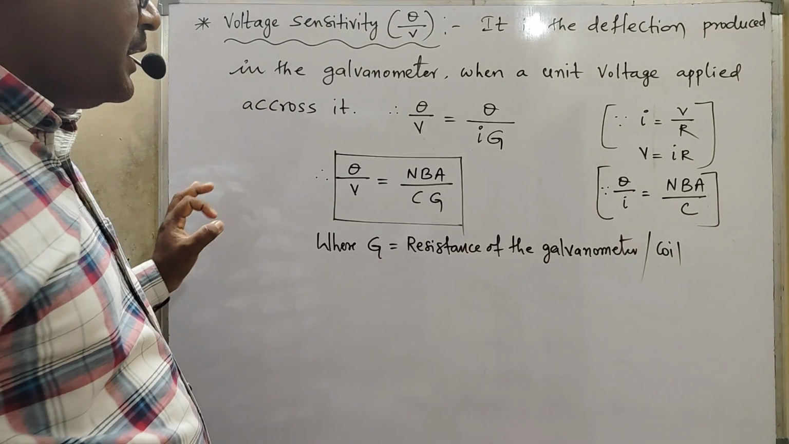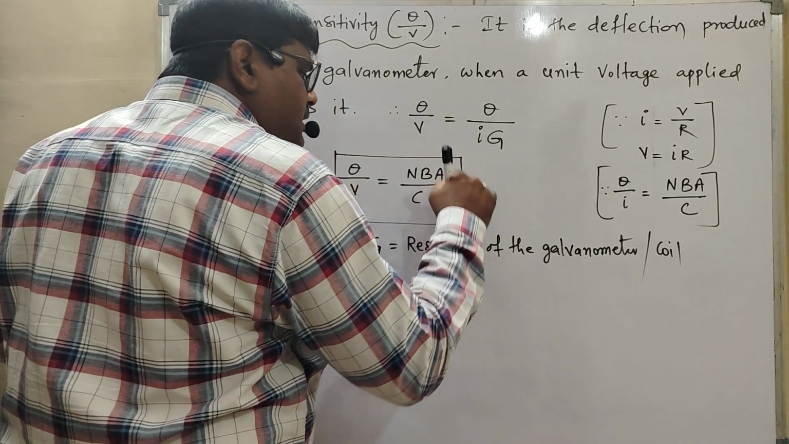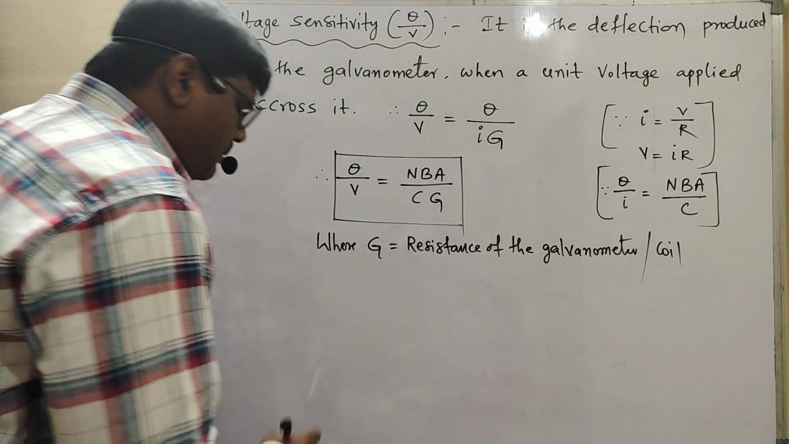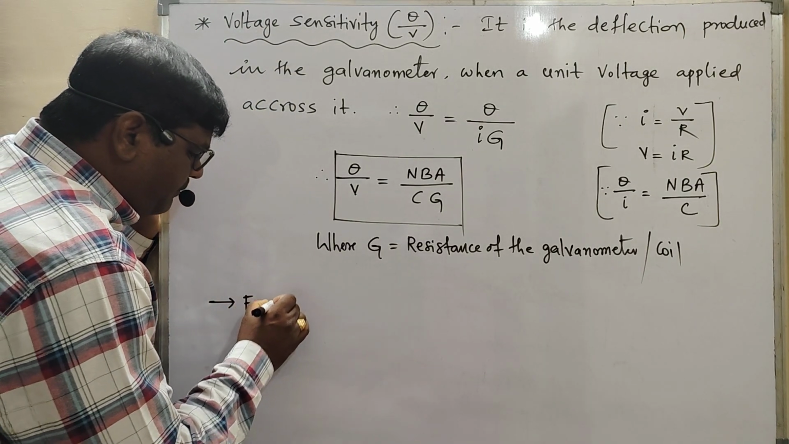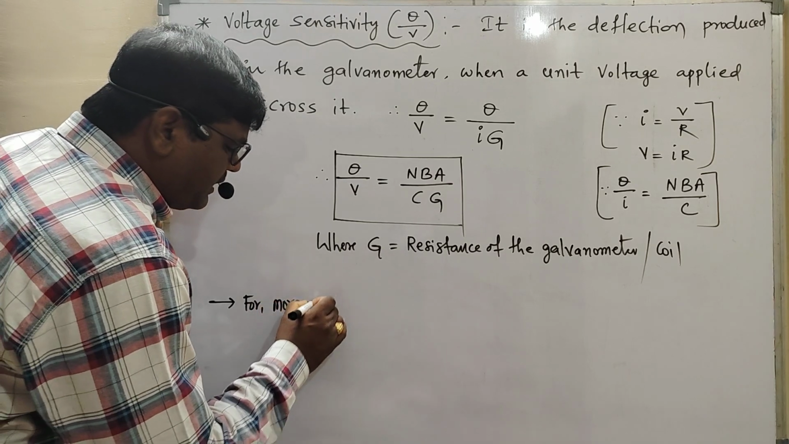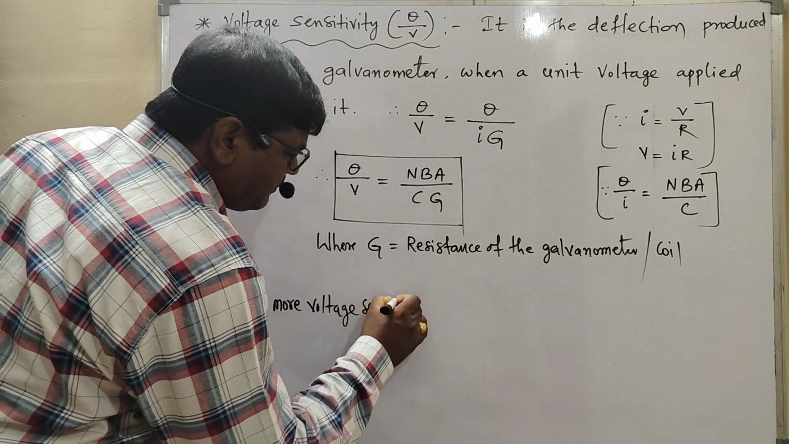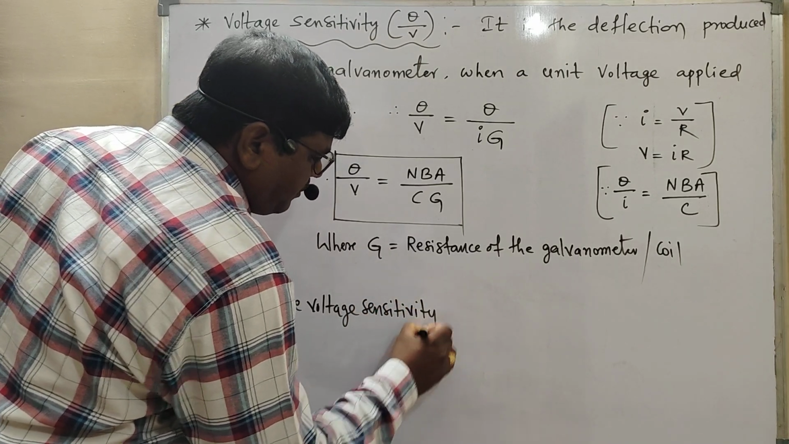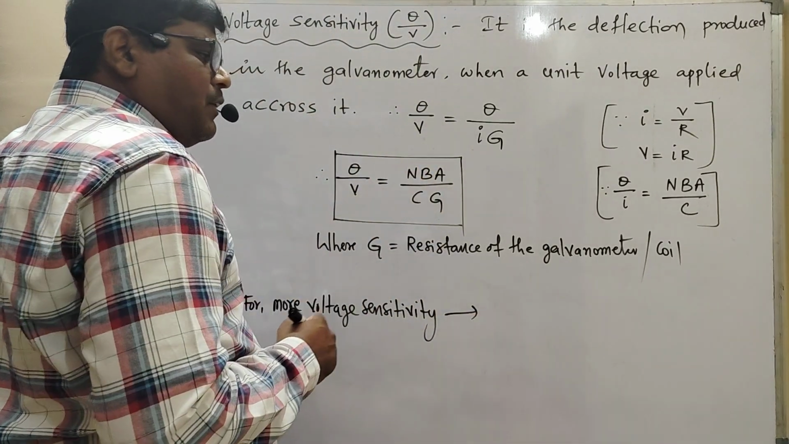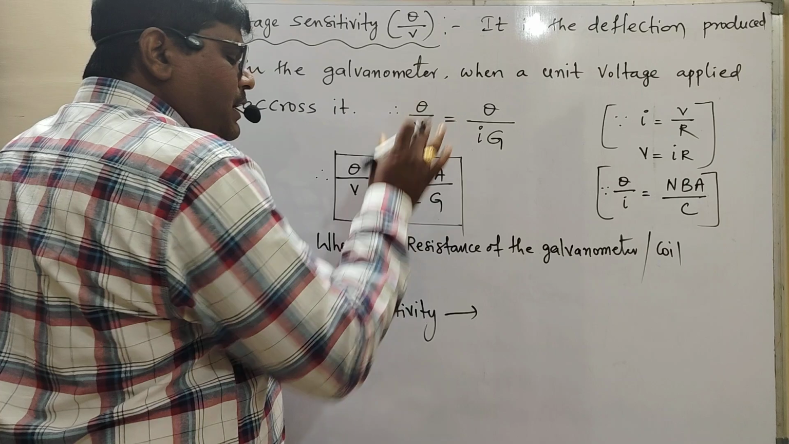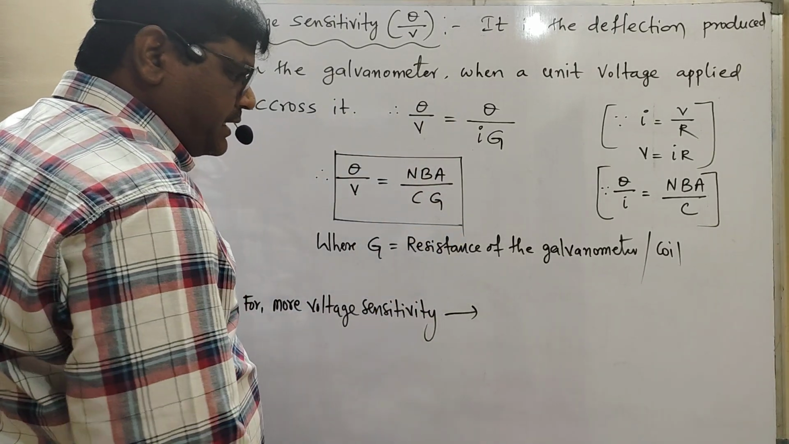Most important point here, right? This voltage sensitivity depends upon these 5 factors now. Means, as per the formula, for more voltage sensitivity, according to this formula, how can we say that these 3 terms should be what? Any one should be what? Increase. Otherwise these 2 should be what? Decrease here.